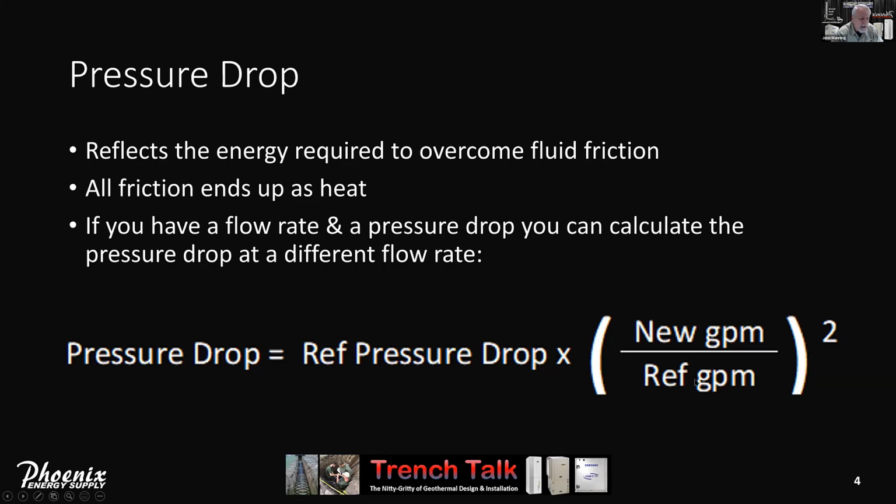If you wanted to have double the flow rate, so you've got this ratio becomes 2, then you square it, it becomes 4, and your new pressure drop is 4 times higher than your reference pressure drop. And that's pretty important because a small increase in flow rate can start to accelerate the pressure drop of your entire system.